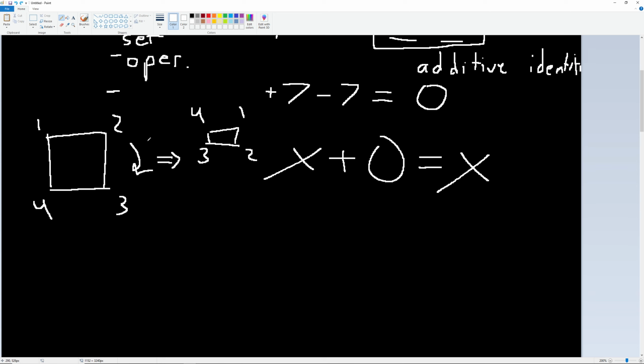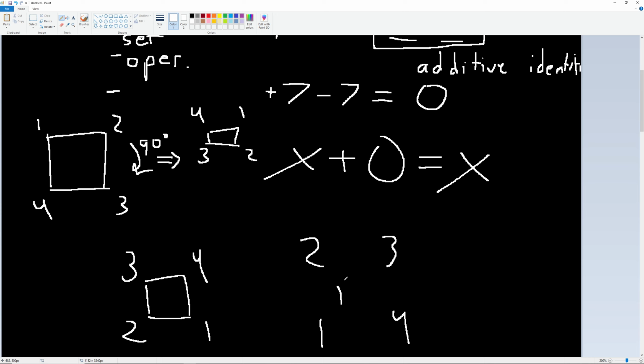Okay, so this is one option. We can rotate by 90 degrees, pi over 2. We can do that again, right? We can do that one more time. We'll get 3, 4, 1, 2. I know this is really simple and boring, but this is a simple example of a group to start. And so that's 180 degrees. We can do it again. Yay. 2, 3, 4, 1. Okay. And if we do it again, we get back to where we started.